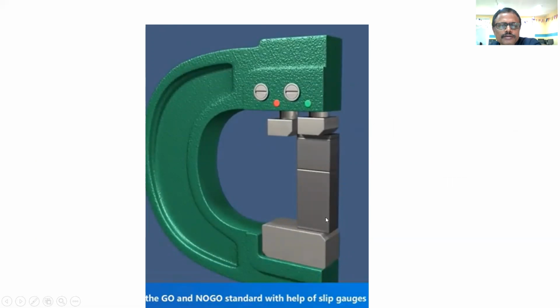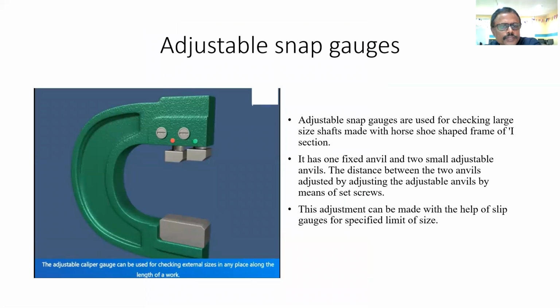These slip gauges are used here, which are master standards of measurement. So this slip gauge will help you to check the dimension. Here you can see the go and no go standards with the help of slip gauges. If you measure here, it is go standard, and if you measure here, it is no go standard. So this is regarding the adjustable gauge. These are the two diagrams for adjustable snap gauges.